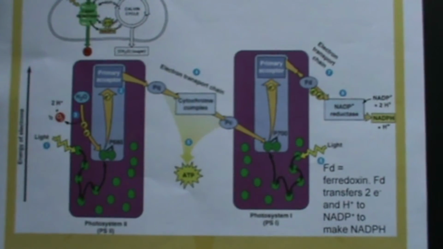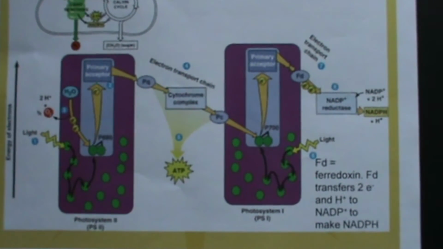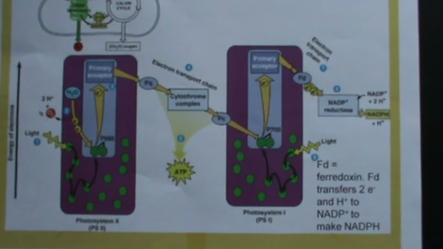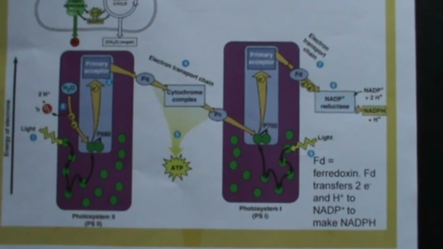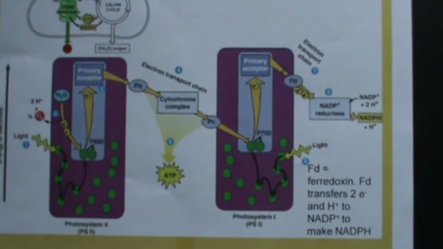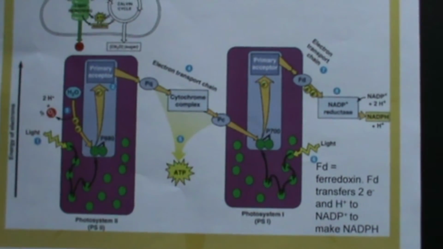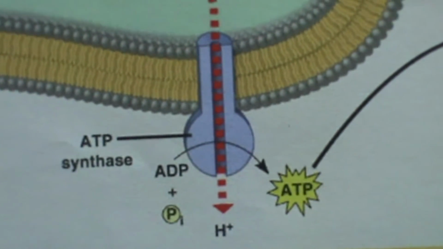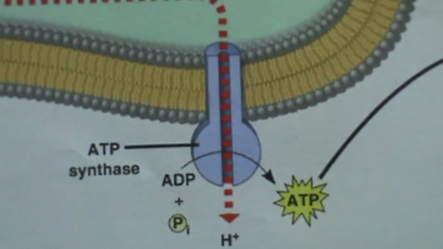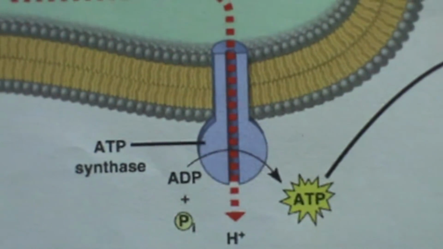When the electrons reach photosystem 1, they are weak, and so they travel through the short ETC and combine with NADP+ in the NADP+ reductase to create NADPH. The ATP synthase takes ADP plus P to create ATP that will be used in the Calvin cycle.